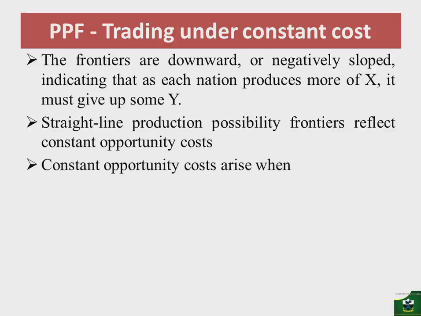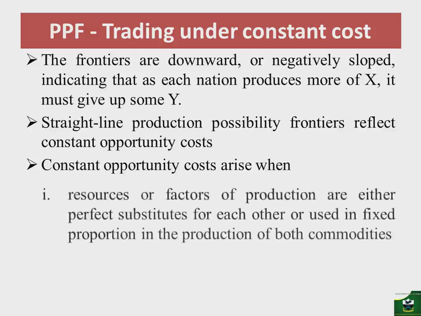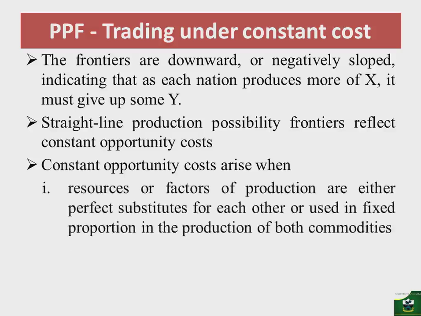Let's look at the conditions under which a constant opportunity cost arises. Number one is that constant opportunity cost arises when resources or factors of production are either perfect substitutes for each other, or they are used in fixed proportion in the production of both commodities.